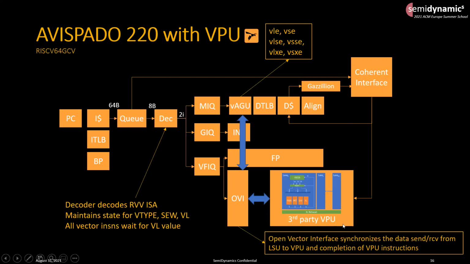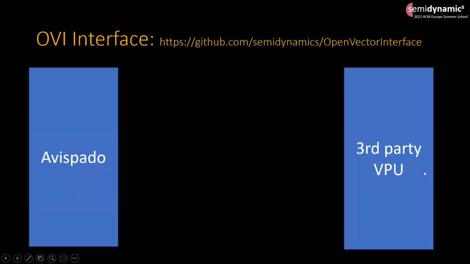Oh, okay, the Open Vector Interface, synchronize the data. Yes, we've explained that, so we'll go into detail. The OVI interface is actually public. You can go to GitHub and download it and read it. If you want to use it, don't use this presentation. Go to the document, which is guaranteed to be up to date, whereas this presentation could be out of date. So anyway, let me describe it a little bit.